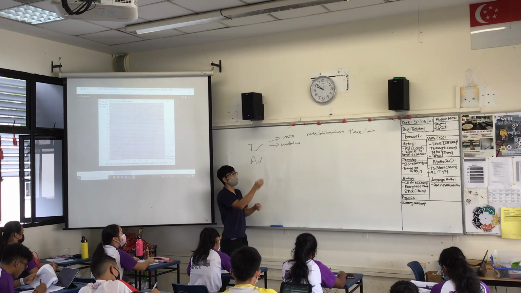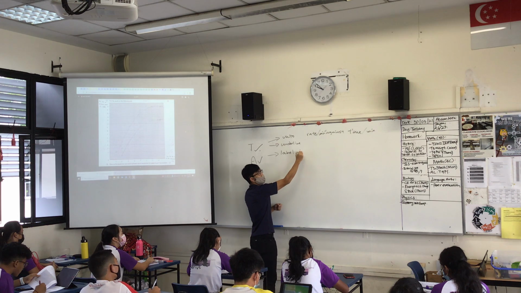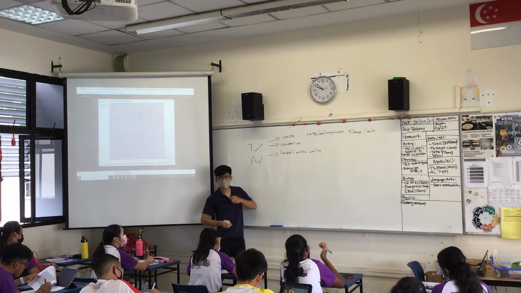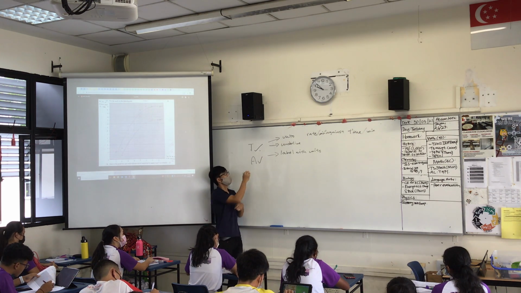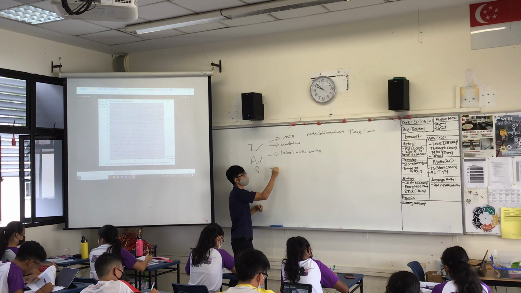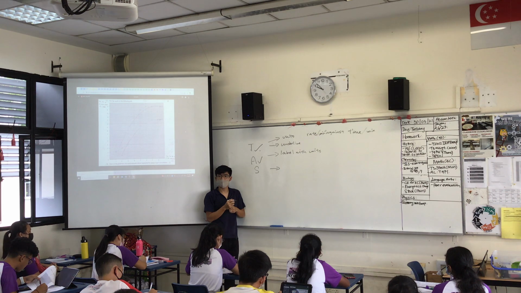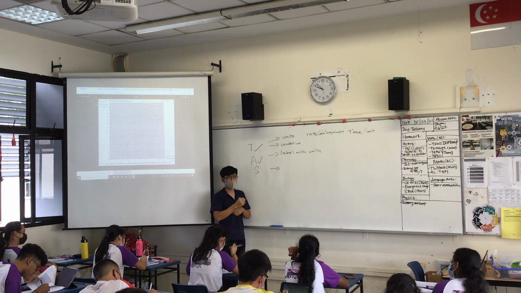For axis, make sure that you label your axis. And you label it with units also. Okay, this one is the easiest mark to get. Next is scale. What's A? A for axis. AX, YS. S for scale. Here I say again, S for scale.